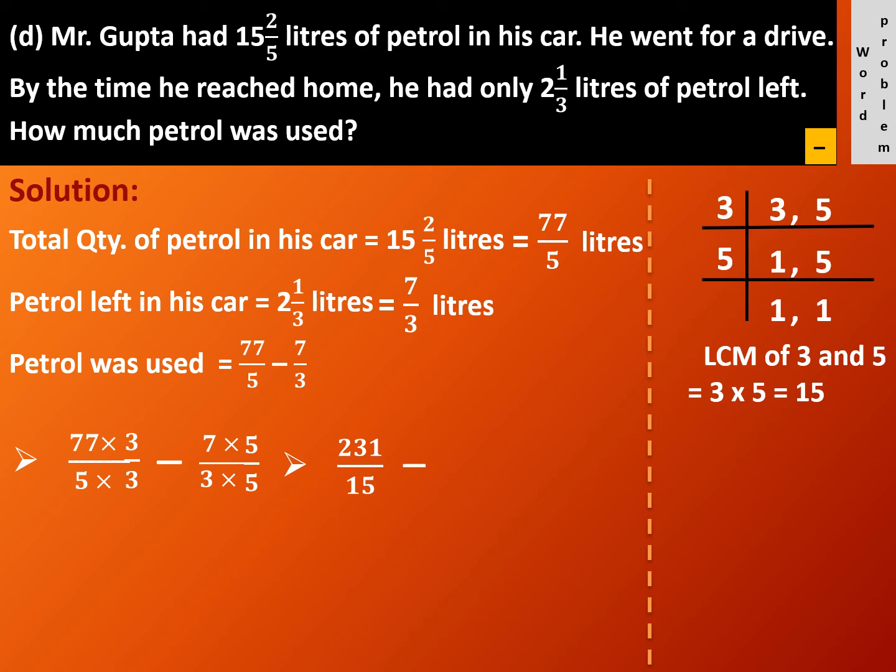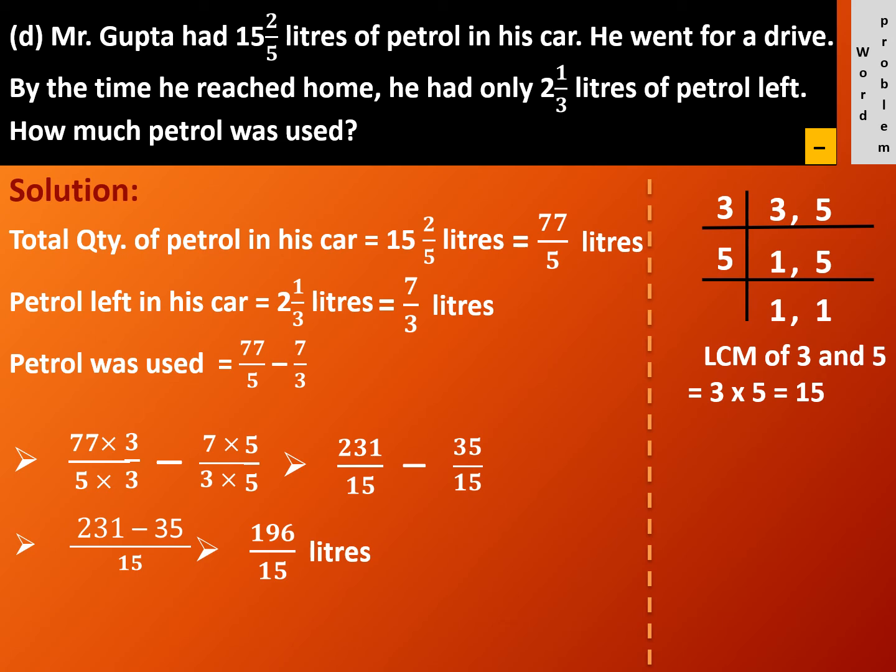Then write the minus sign as it is. Then 7 5s are 35 and 3 5s are 15. So the second fraction is 35/15. See, the denominators are the same, so we can easily subtract the fractions. So subtract the numerators: 231 minus 35 over 15.